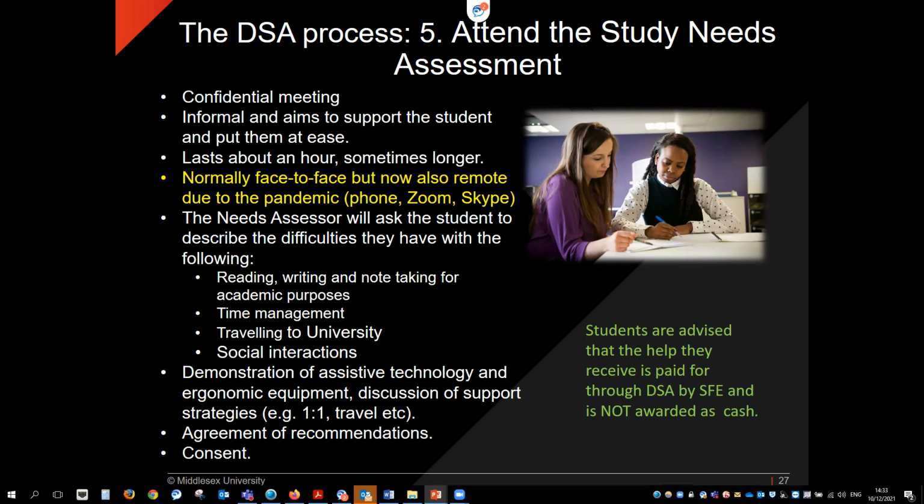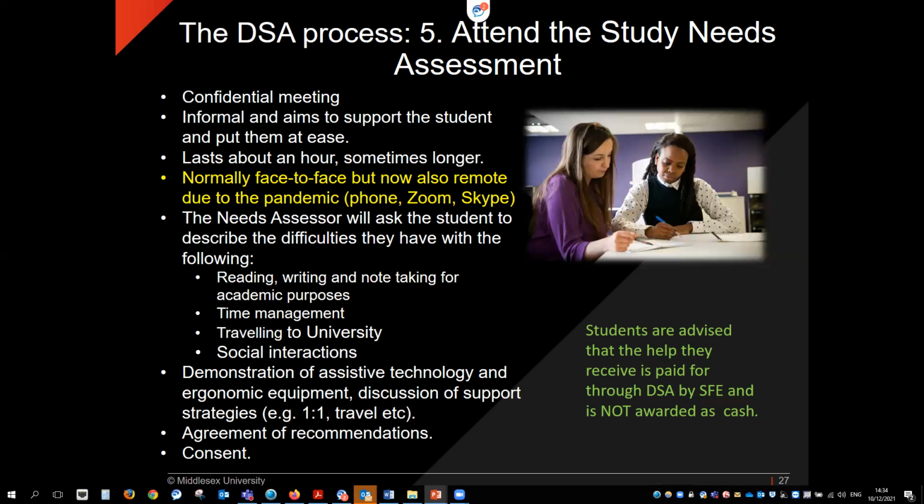So after the meeting, the assessor will ask the student to agree to all the recommendations, and again, we'll ask them for consent to share all that information with the university. Now, in the meeting, we also tell the student that the support that we can recommend is not in cash. They can't get cash. All the support or all the funding is in the form of support services for them.